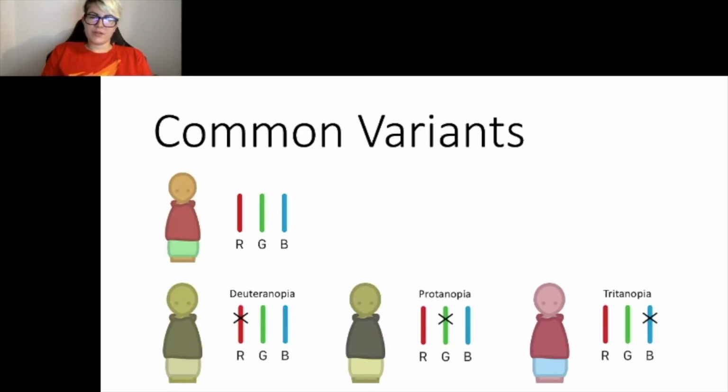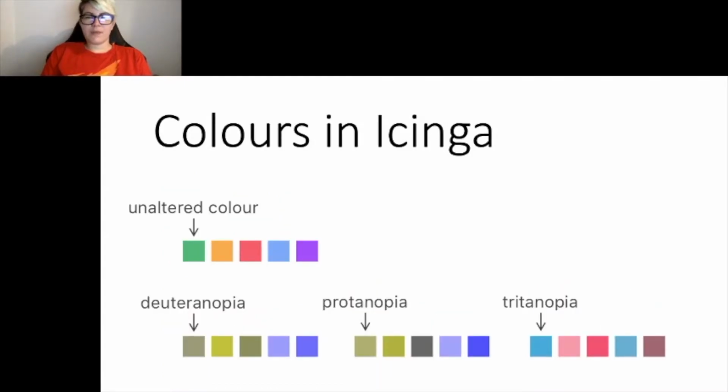The 3 cones correspond to the 3 variants: deuteranopia and protanopia, commonly referred to as red-green blindness, and the rarer form of tritanopia, sometimes called yellow-blue blindness. To give a better picture of what it looks like in practice, the squares in the first row are the unaltered Icinga colours. Below, I have simulated what they look like in the 3 variants of colour blindness.